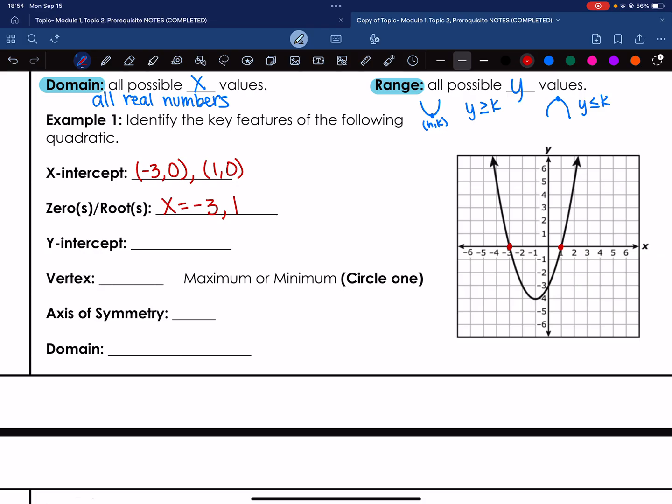Then the y-intercept. The y-intercept is where it's crossing the y-axis. So it's crossing at -3. So this would be (0, -3).